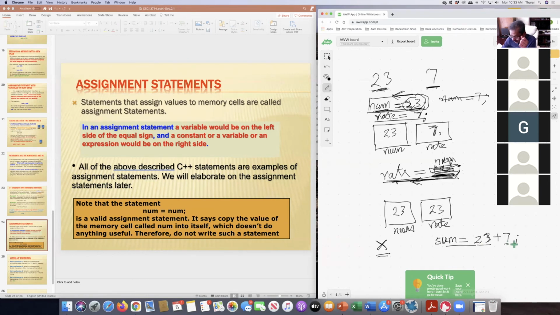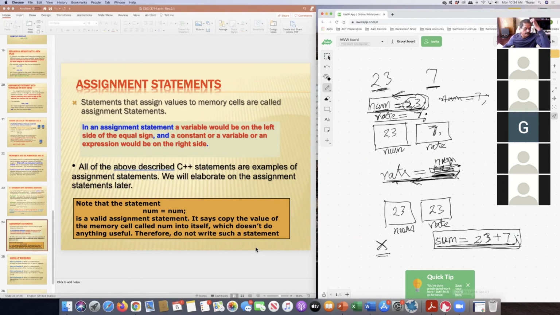You should not write it this way. Every individual number you're using in the program should go into a memory cell first. So you must write the program the way I have explained here: num equal to 23, then rate equal to 7, and then sum equal to num plus rate. That's how you should write it. Even though the other way will work, it is not acceptable. Thank you for that question. That was definitely something I needed to say.